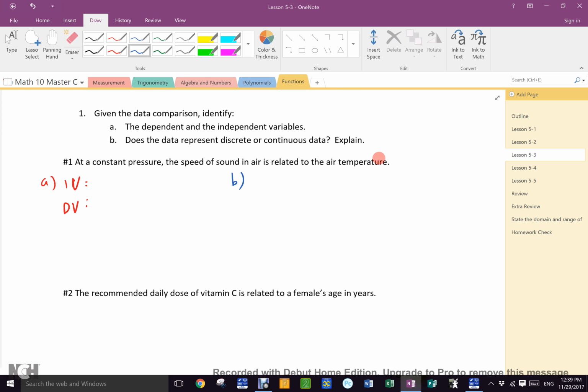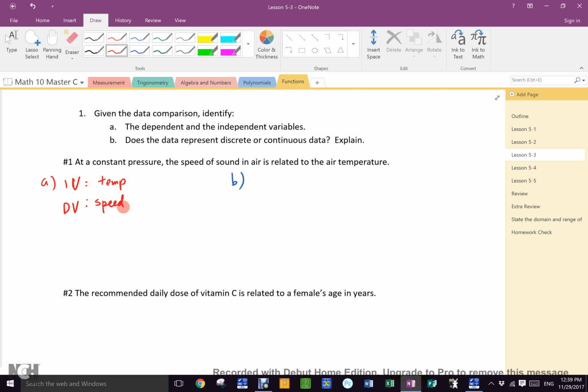And that'll do. Who would like to tell me which is the IV and which is the DV in the first one? Sam? IV is the temperature, and DV is the speed of sound. Why? Because no matter what the air sounds like, you will probably have the same temperature.